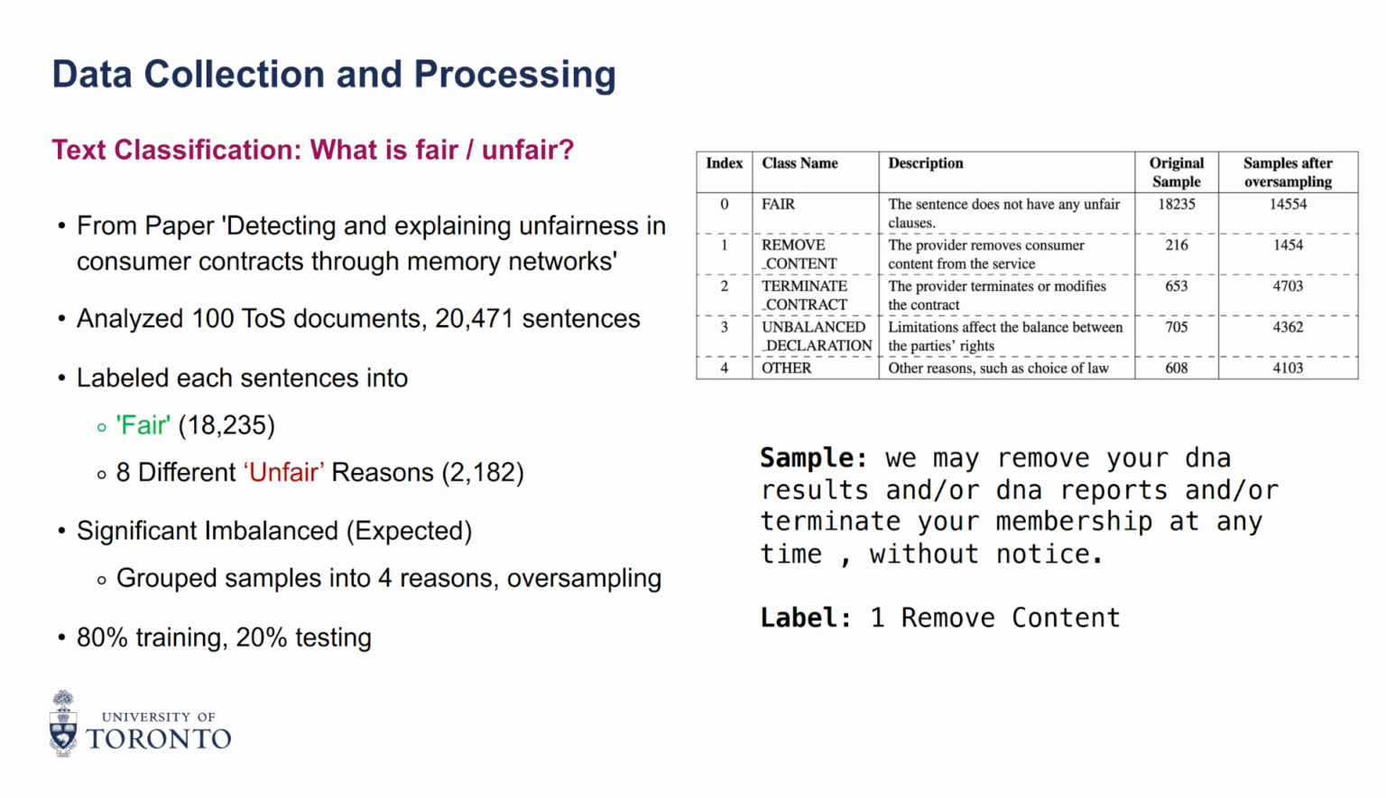The second dataset is used for text classification, and it's adapted from a paper that contains 100 ToS documents. We noticed that there is a significant imbalance between the fair and unfair terms, which is expected. So we have put the unfair terms into 4 main groups and applied oversampling to balance the dataset.